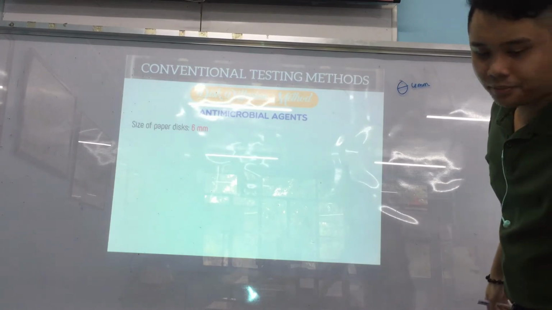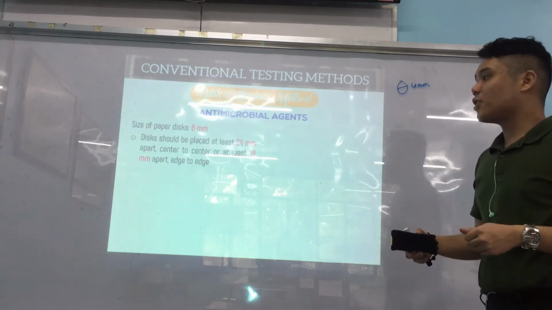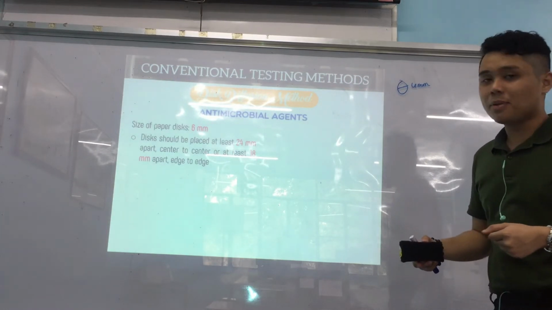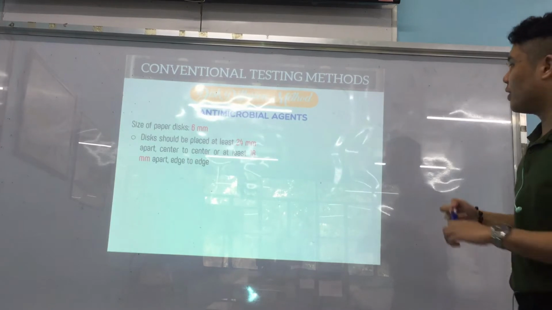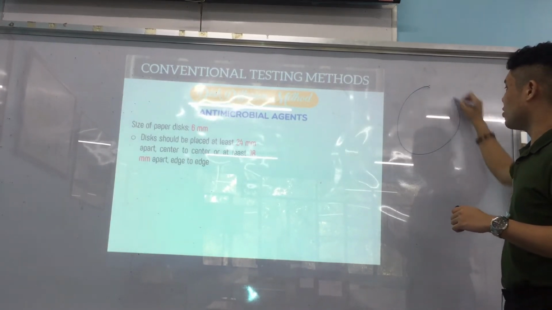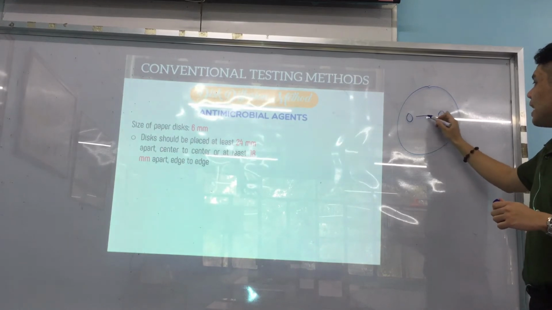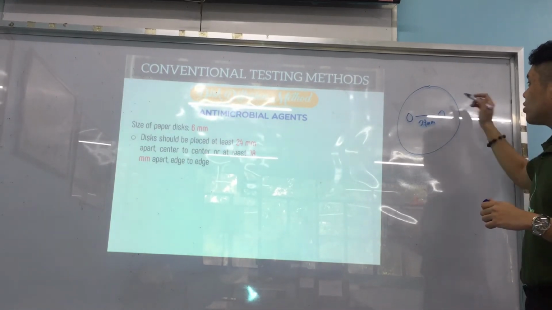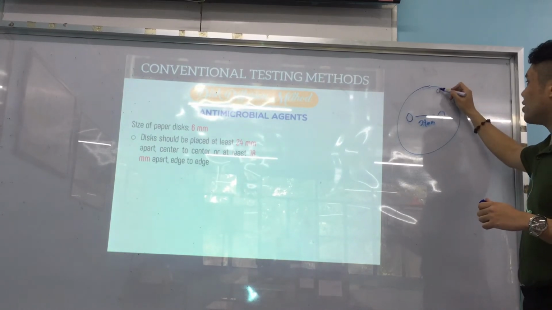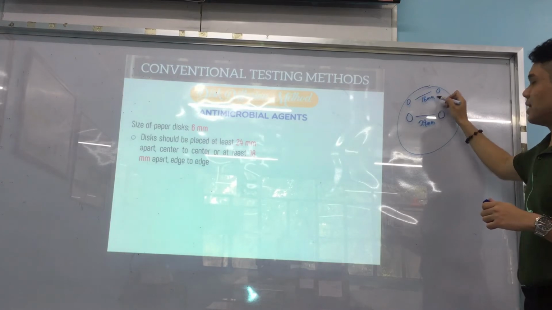Okay? Alright. Disc should be placed again 24 millimeters apart, center to center, or at least 18 millimeters apart, edge to edge. So example, if you are going to put your disc, example, plate nino, and then you have 2 discs, if sa center ibutang, dapat ilahang distance is about 24 millimeters. Okay? And then if edge to edge, dapat 18 millimeters iyahang distance.